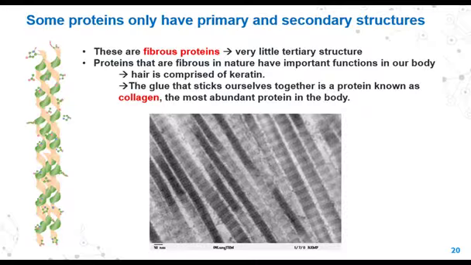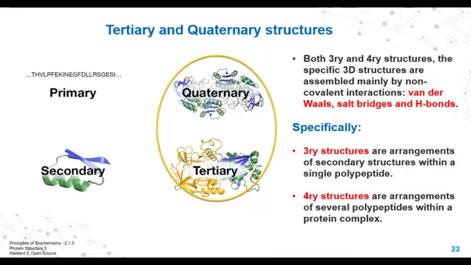So less intricate folding, more about repeating patterns for strength. Precisely. But for most proteins, especially enzymes and signaling molecules, we get into tertiary structure. And that is? That's the overall three-dimensional arrangement of all the secondary structure elements.